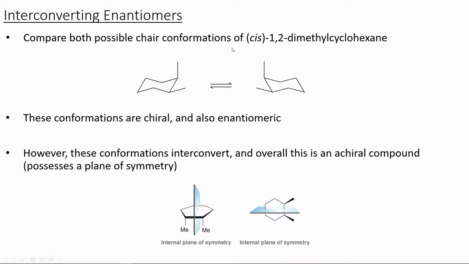For example, let's look at the chair conformation. So here's the chair conformation of cis-1,2-dimethylcyclohexane, and the conformations themselves are chiral and enantiomeric, but because we can ring flip back and forth between the two conformations very quickly, and we have an internal plane of symmetry in the molecule, overall this is going to be an achiral compound.